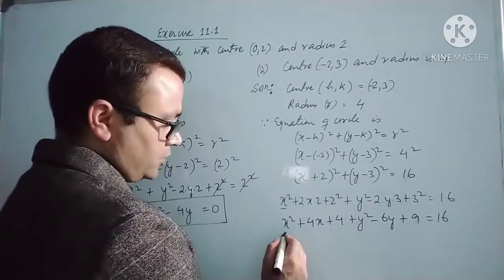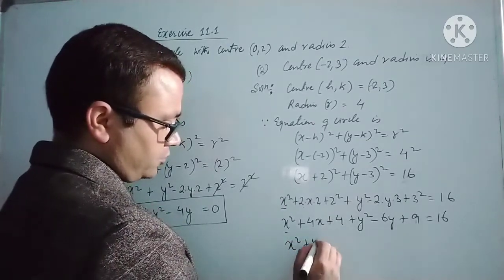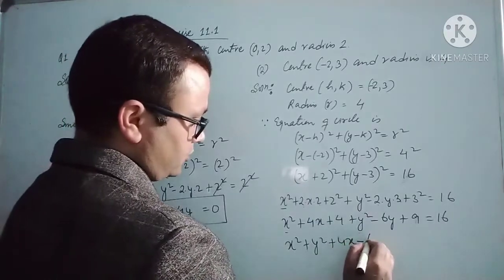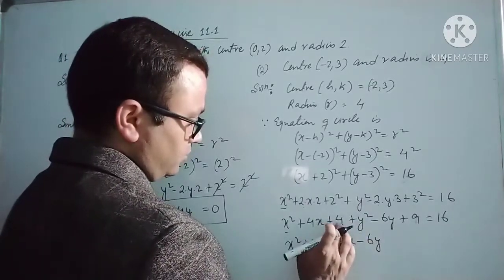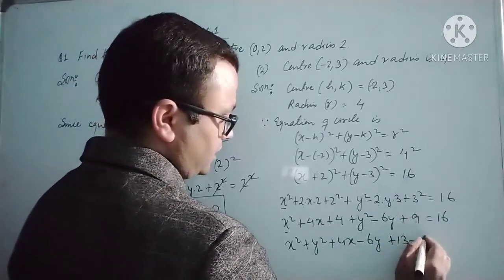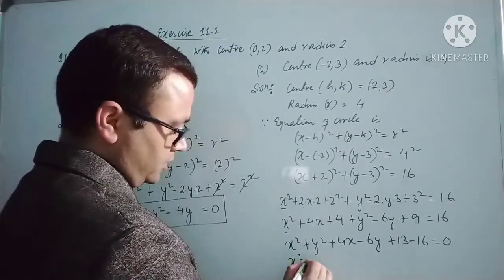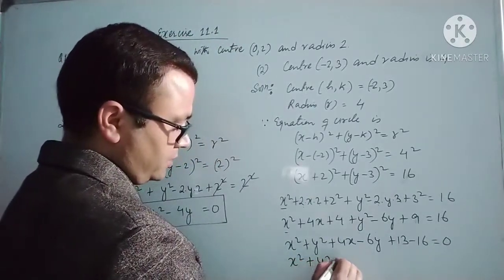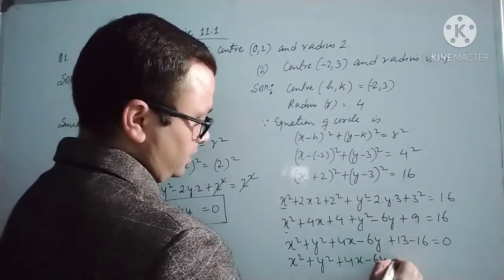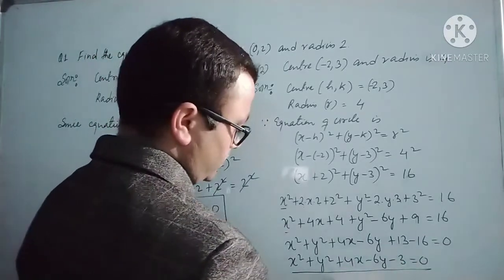Now take x² + y² + 4x - 6y, 4 plus 9 is 13, 13 minus 16 equals 0. And the last step is x² + y² + 4x - 6y - 3 = 0. Now this is the equation of circle.